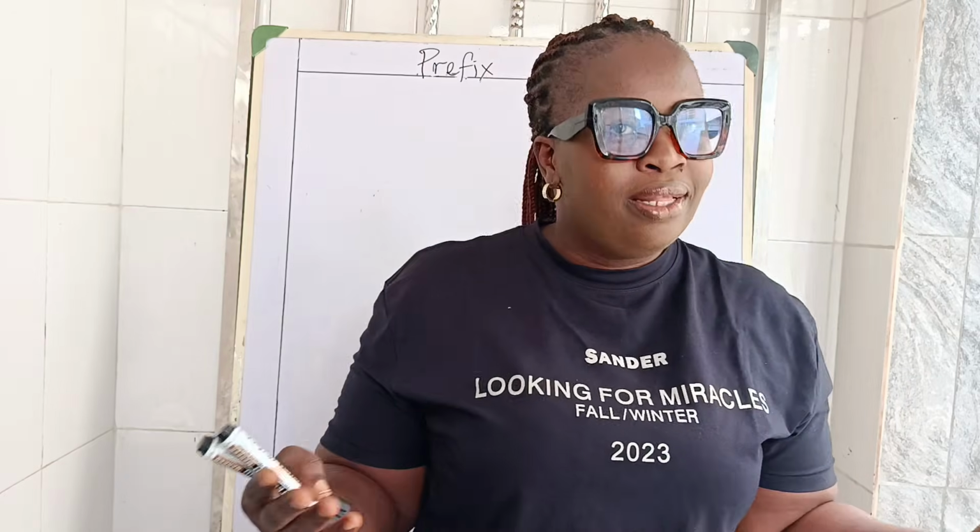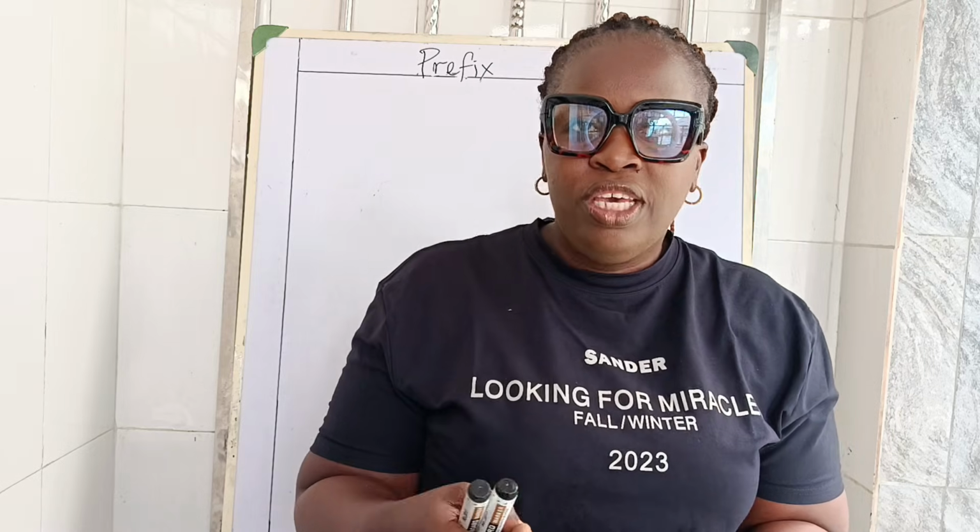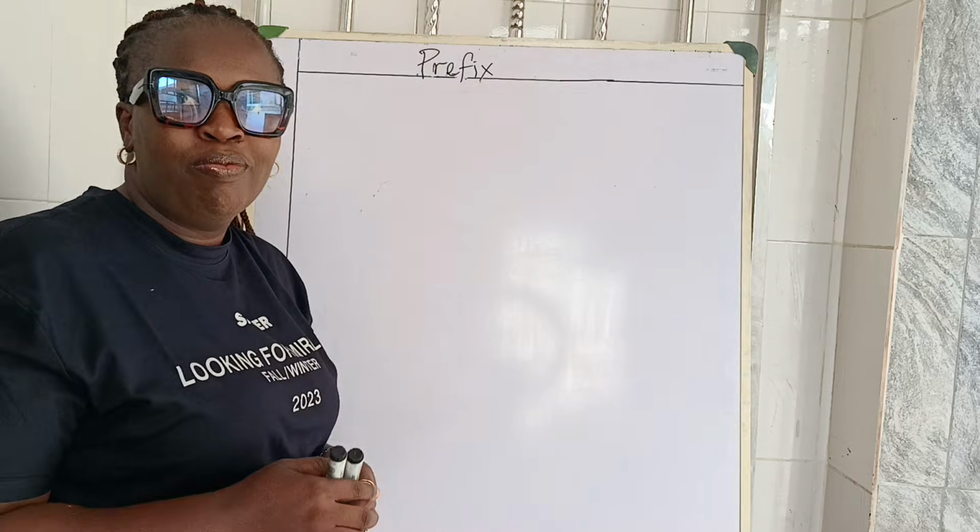Now, what is a prefix? It is either a letter or letters that are added at the beginning of a root word. At the beginning, not the end, of what? A root word. Now, these letters you add will change the meaning of that particular root word. It will change the original meaning of the root word. It either indicates negativity, repetition, or orientation. Now, let's look at this example first.